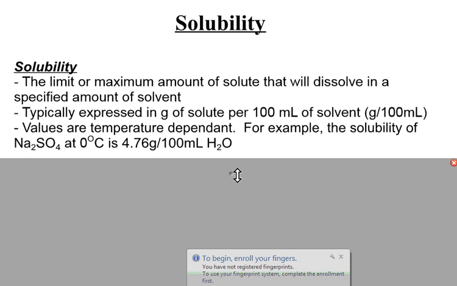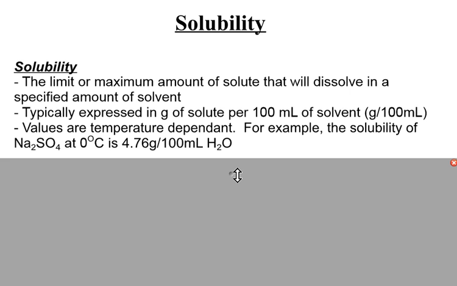So solubility is sort of the limit or the maximum amount of solute that will dissolve in a specified amount of solvent. So it's typically expressed in grams of solute per 100 mils of solvent. So it's usually, say, grams of some sort of ionic compound for every 100 mils of water. So these are our units, grams per 100 mils.